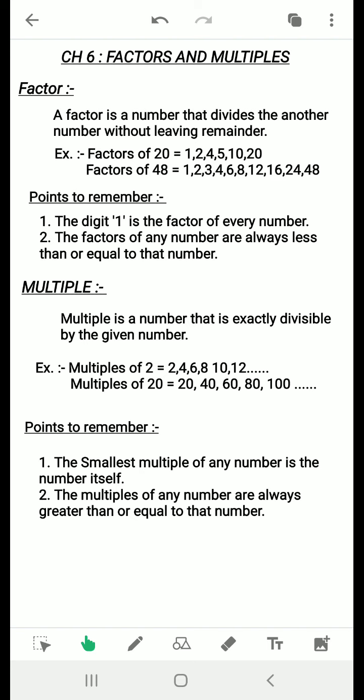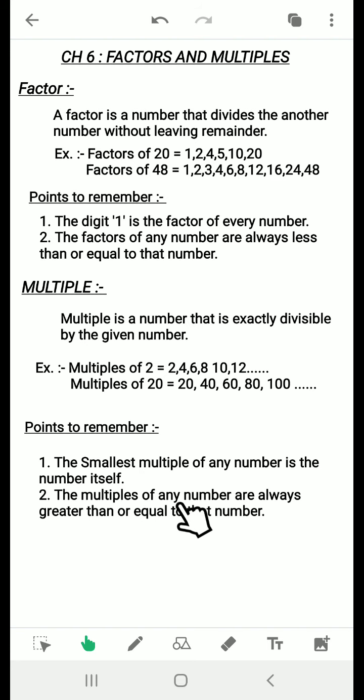Points to remember for multiples: the smallest multiple of any number is the number itself. That means the first multiple of any number is the number itself. The first multiple of 2 is 2. The first multiple of 20 is 20. The first multiple of 100 is 100. Whatever number is there, the smallest multiple of any number is the number itself.